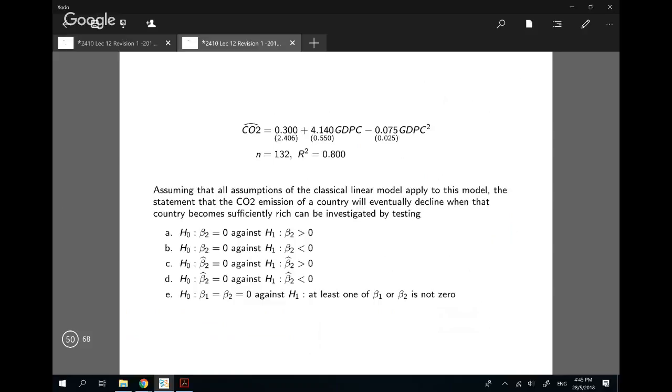Assuming all assumptions apply, the statement that the CO2 emission of a country will eventually decline when that country becomes sufficiently rich can be investigated by testing.